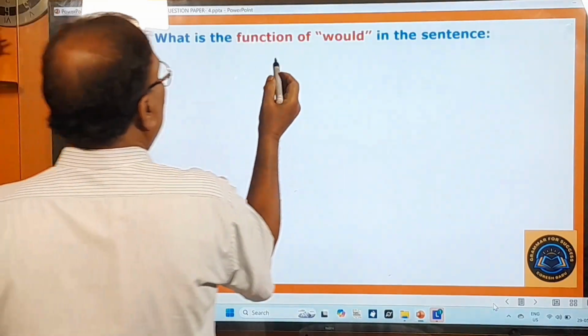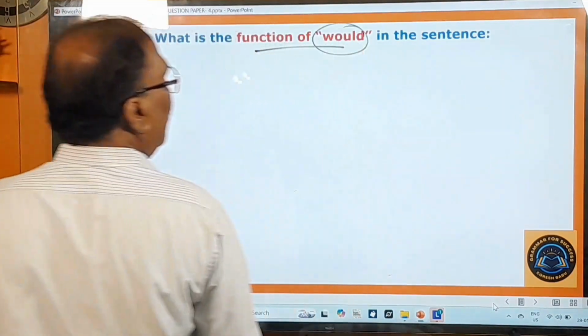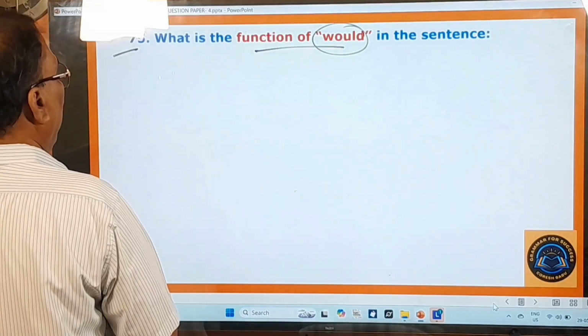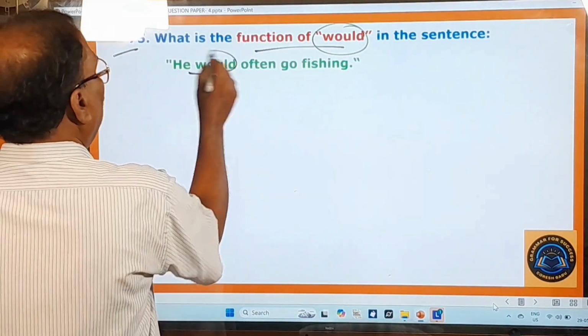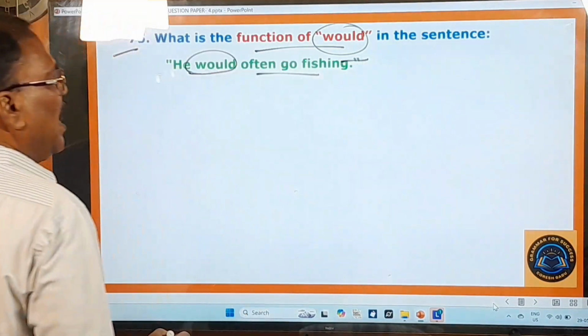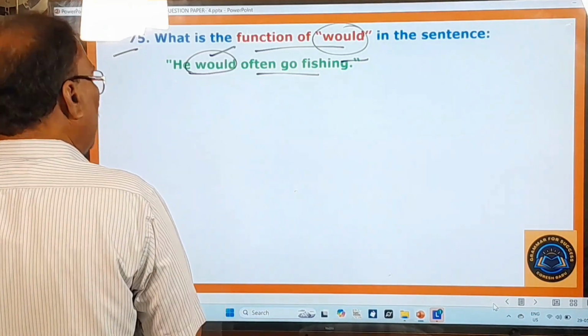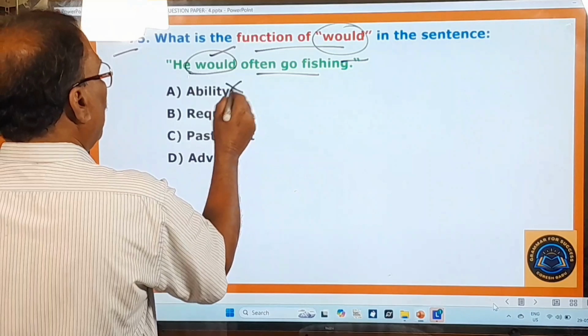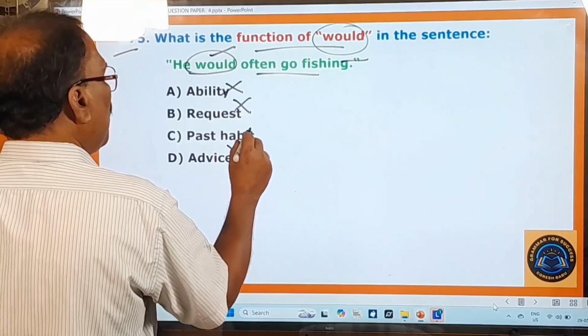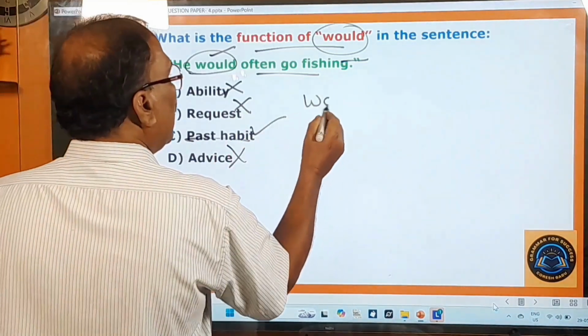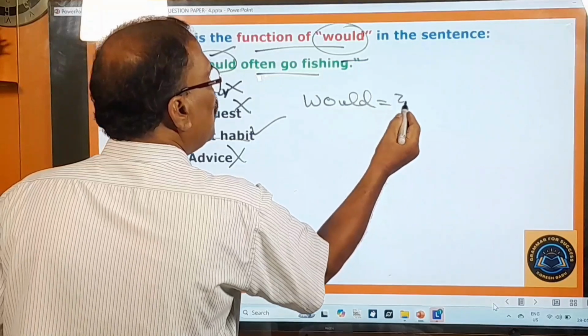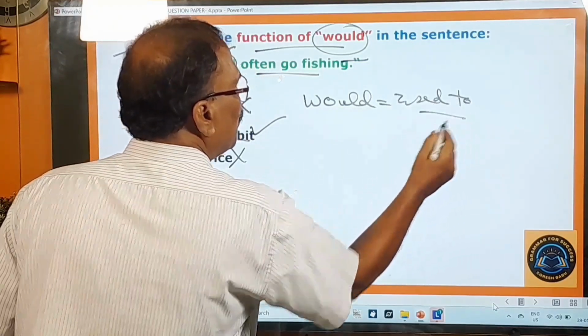75th question, what is the function of would in the given sentence? Okay, here you pay attention. He would often go fishing. In this sentence, what is the function of this would? Ability, no. Request, no. Advise, no. But past habit. See, this would also is used in the sense of used to.